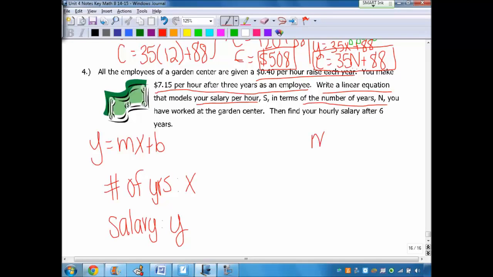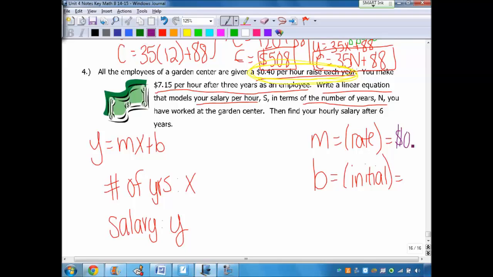Now we need two things. We need our slope, which is our rate of change, and we need our y-intercept, which is our initial amount. So don't forget, this is our rate, and this is our initial amount. Okay, so our rate is given to us in the problem. Sometimes it tells us, sometimes it doesn't. But if you look right here, it says all the employees of a garden center are given a 40-cent per hour raise each year. So every year you get 40 extra cents. So what we're going to say is that our rate is 40 cents per year, because every year, again, you get a raise of 40 cents.